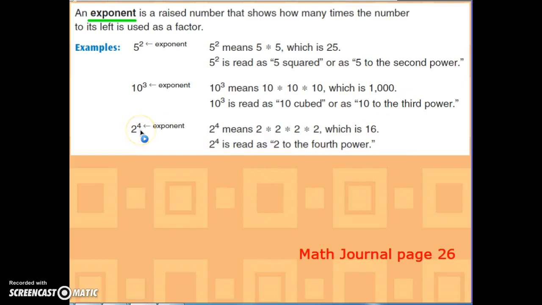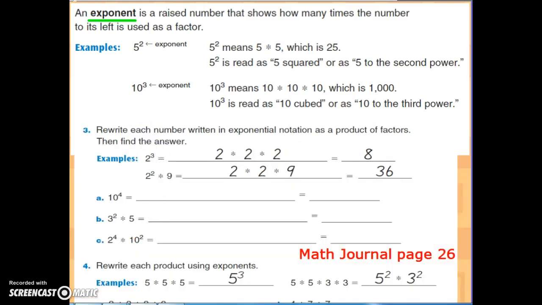Here we have 2 to the fourth power, or 2 times 2 times 2 times 2. So this is our base. It's the number we're multiplying, and this is how many of those we're multiplying together. So on page 26 in your math journal, if we look at number 3, we're going to be rewriting each number written in exponential notation as a product of factors, and then we're going to find the answer.